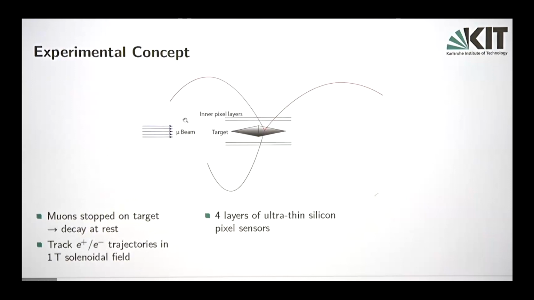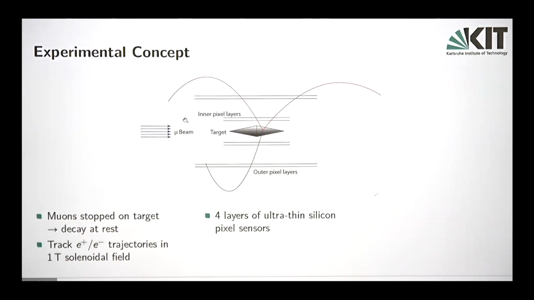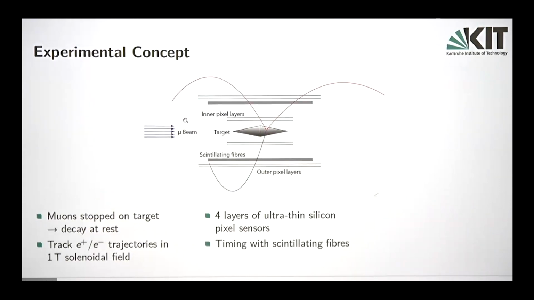We have 2 layers close to the target to be able to reconstruct the vertex very well, and 2 layers a little bit further out. So at least 3 points you need for a track reconstruction. We have 4 to reduce some ambiguities. We are still missing the timing. So we have some scintillating fiber detectors here for better timing.